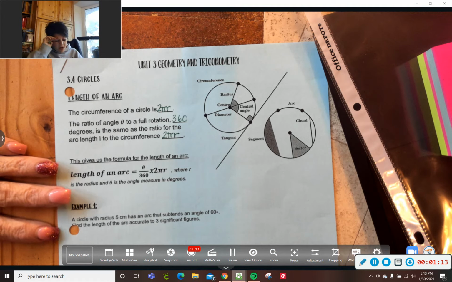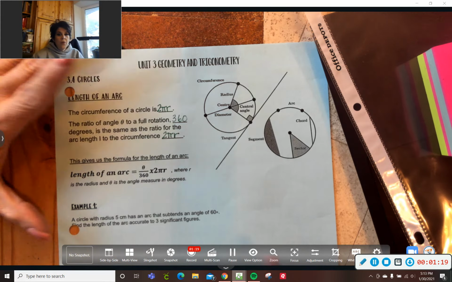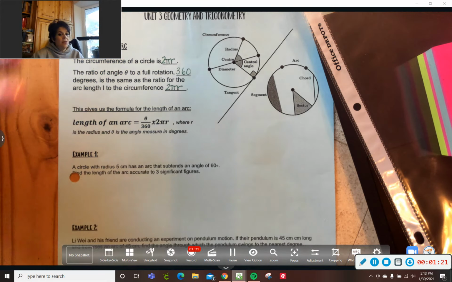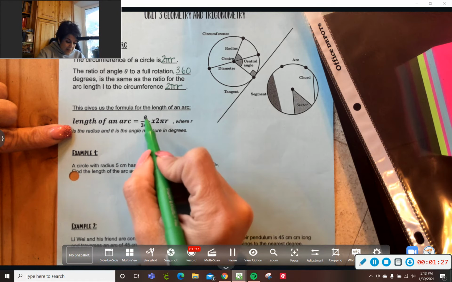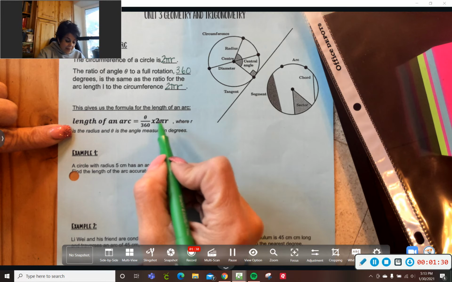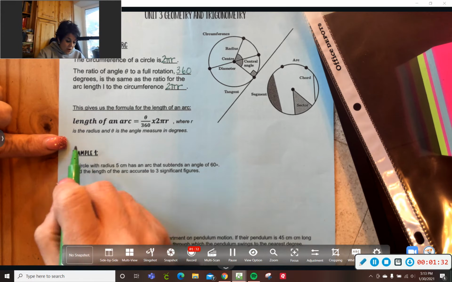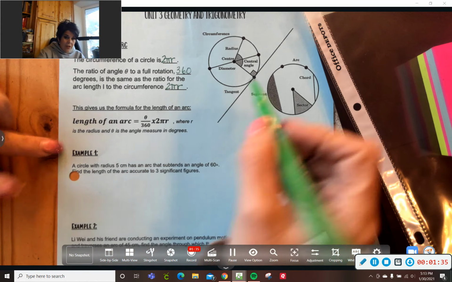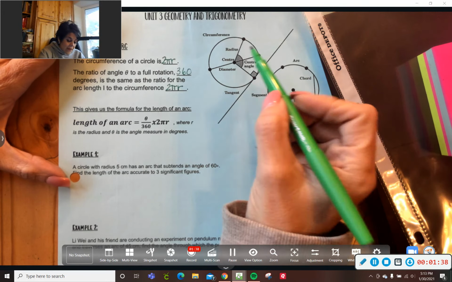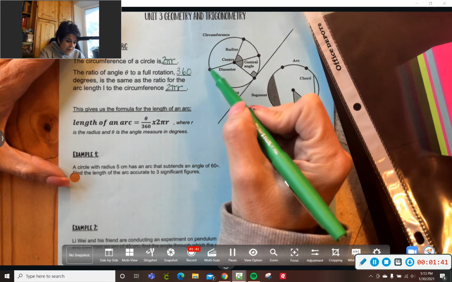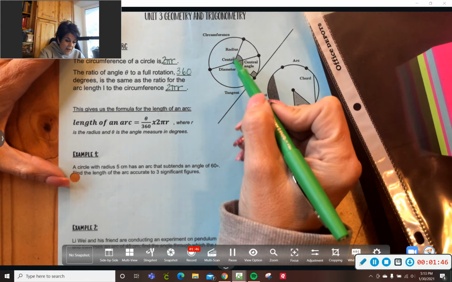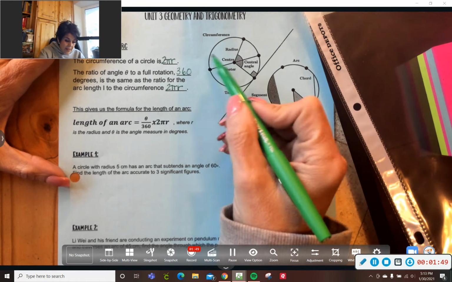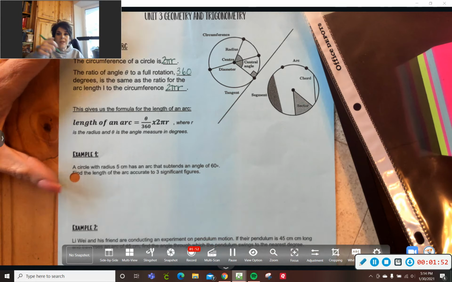Okay, so we're going to use that arc length as 2 pi r, but we're also going to use that as the circumference. If we were to derive this and do a lot of algebra with it, we would come up with this rule: the length of the arc is theta over 360 times 2 pi r, where r is the radius and theta is the angle measure in degrees. So if I went from here to here and I knew this radius, I would use 2 pi times the radius, and then the angle divided by 360 would give me that arc length.